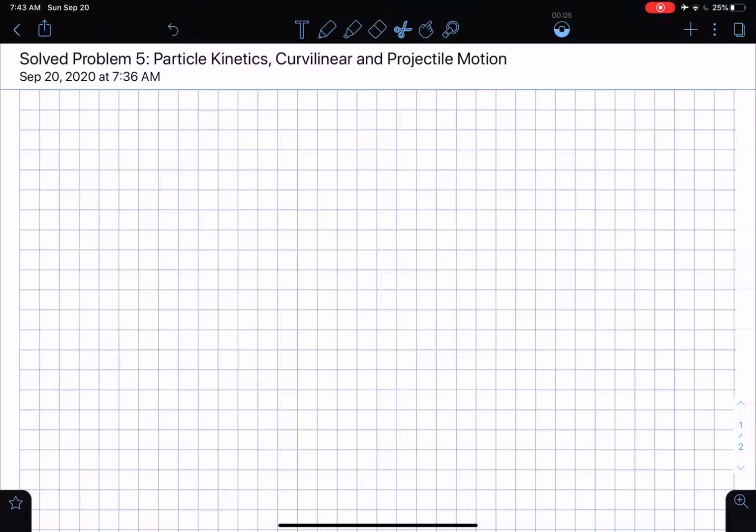I'm back again with another problem on particle kinetics. This is a very interesting problem in my opinion. Okay, so here is the problem.